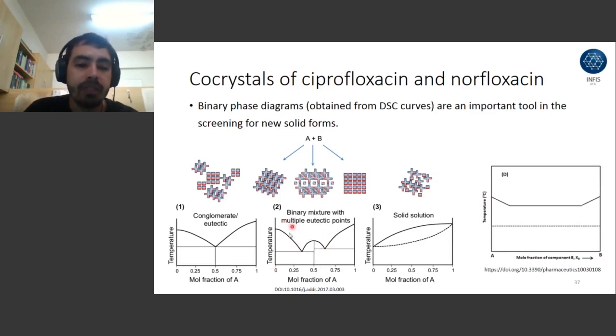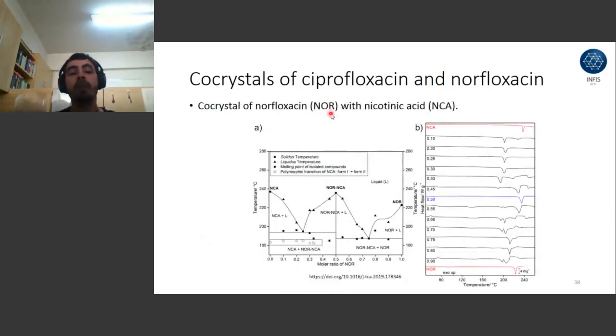Normally the binary phase diagram of a co-crystal has this kind of shape. In the case of salts, it is also similar. Then we have, in this case, two eutectic points and a peak of higher stability between these eutectic points. So this is a really powerful tool when we are looking for co-crystals. In the case of norfloxacin with nicotinic acid, we can see that we have this kind of W shape, and this peak tells us which is the best molar ratio to obtain the co-crystals.